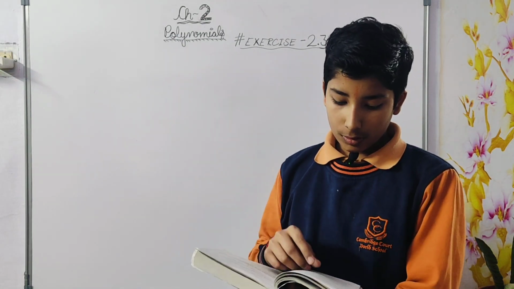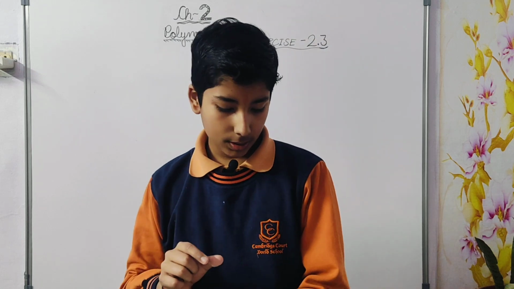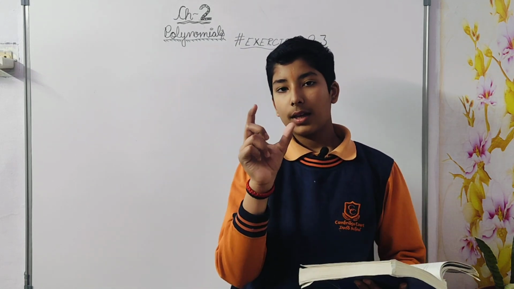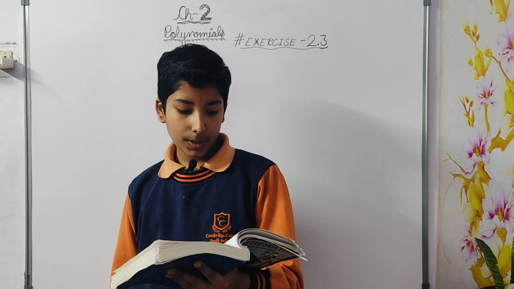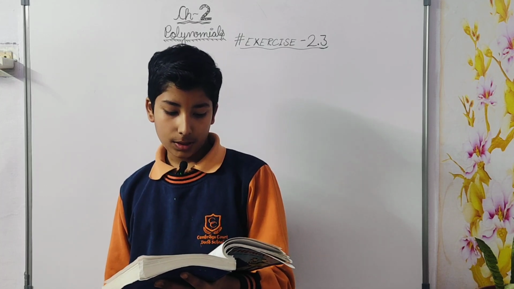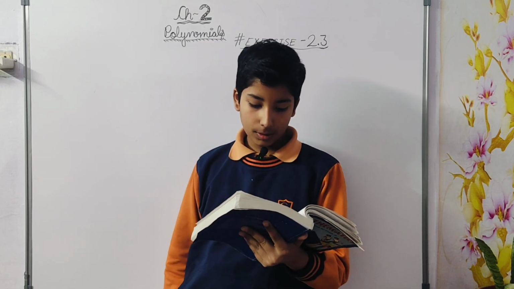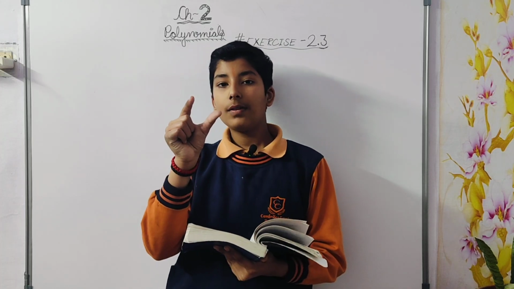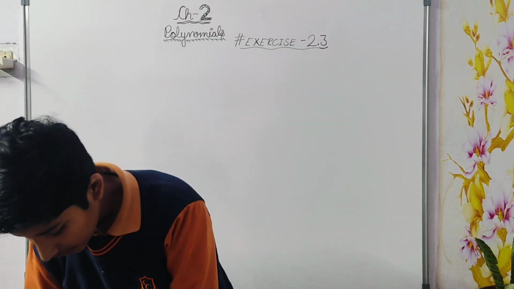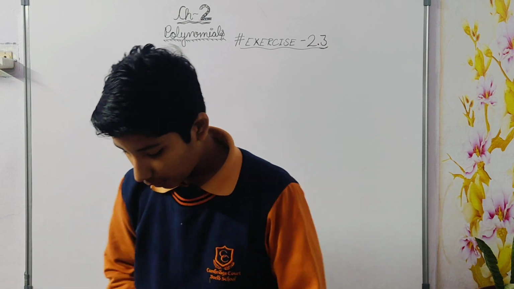The first one gives a polynomial, which is x cube plus 3x square plus 3x plus 1. We have to divide it by 5 polynomials that are given. Let me write the question on the board.